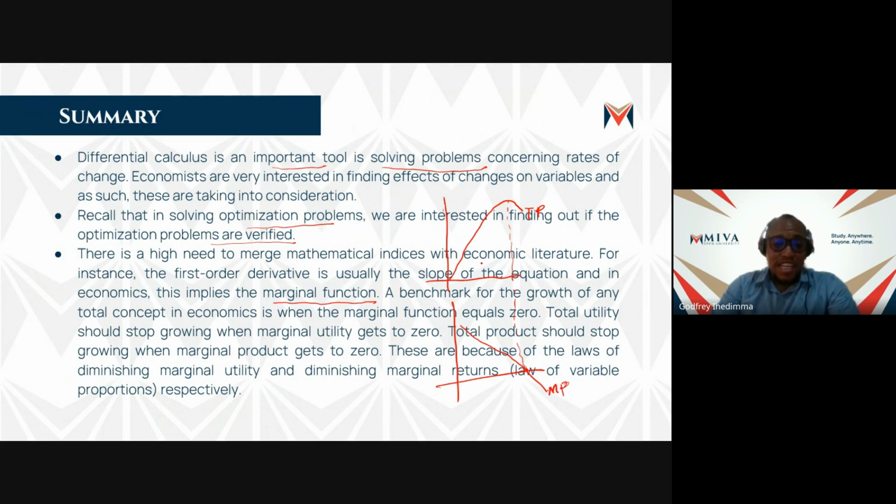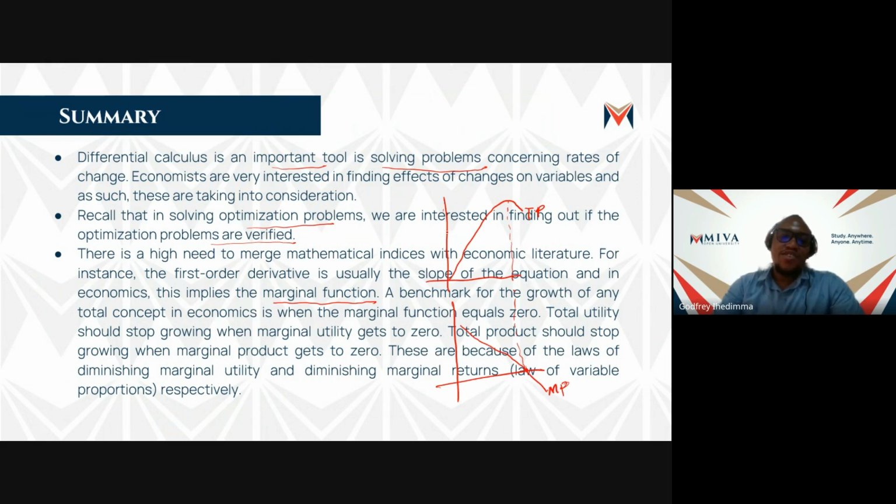This is the same thing that applies to total utility and marginal utility. So total utility is explaining your level of satisfaction. Each time you consume a commodity, you keep getting satisfied. Now, what about marginal utility? What does it measure? It measures your ability to keep taking more.